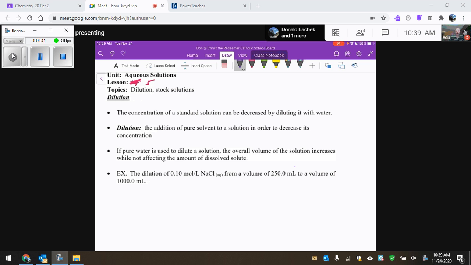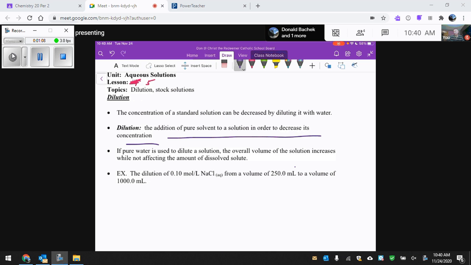But anyway, that's what she did. So she would add water to it to dilute it a little bit so it would go farther. But that's what dilution is, okay? Dilution by definition is the addition of a pure solvent in order to decrease its concentration. So if pure water is used to dilute a solution, the overall volume increases, but it doesn't affect the amount of solid that's in there, okay?